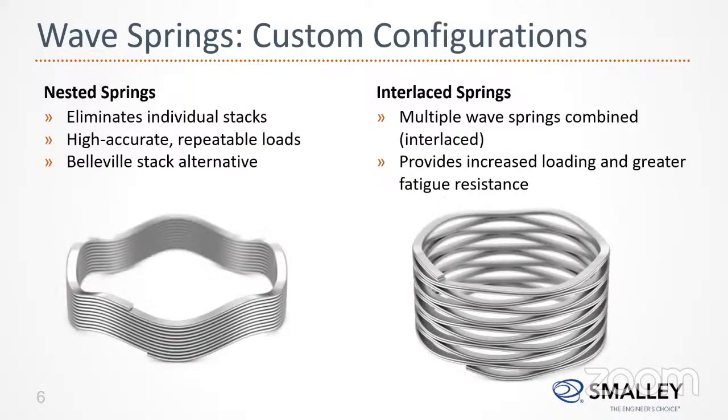In some applications, like valve applications, they used to stack multiple Belleville washers. So that can be eliminated by using a nested spring. This provides 2 to 3 times more load compared to the crest-to-crest wave spring. So this can also reduce the entire size, weight, and cost. This can be operated in very compact cavities. So this eliminates individual stacks and provides highly accurate and repeatable loads, and it's a Belleville stack alternative. Mainly used in gate valves, globe valves, all industrial valves, for live loading applications.